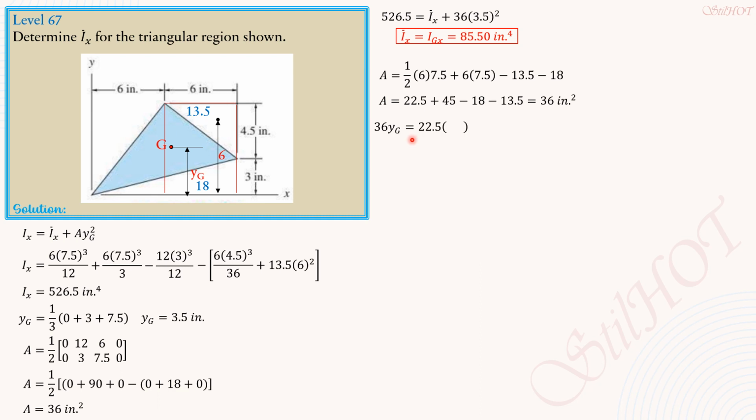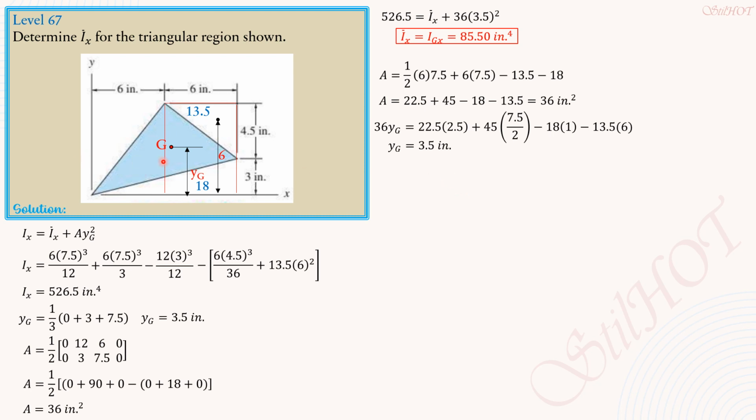Then 36 times YG equals area of this triangle 22.5, and the location of its centroid from the x-axis is 1/3 of 7.5, that's why it's 2.5. Plus area of this rectangle, which is 45, and the location of its centroid from the x-axis is 1/2 of 7.5. Then minus 18, and the location of the centroid of this triangle from the x-axis is 1/3 of 3, which is 1. Then minus 13.5, this triangle here, the distance of its centroid from the x-axis is 6, which is already calculated and labeled as shown. So YG is really 3.5 inches.